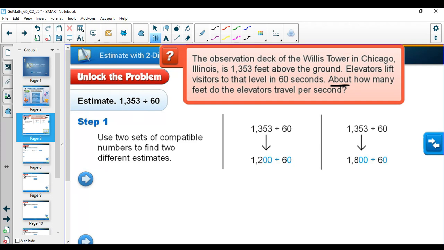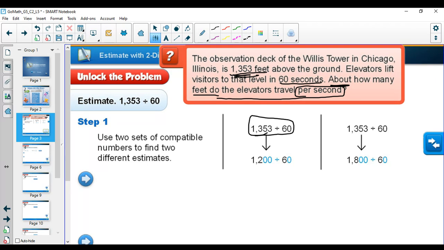We also look at this and we know how high up the elevators go. We know how quickly they get there. And our question is not how quickly does it do the whole thing, but how many feet, right? So how much of this upward travel does it make in every single second? So we need to divide 1,353 by 60, right? So that's how we know that this is a division problem. And about lets us know that it's an estimating division problem.